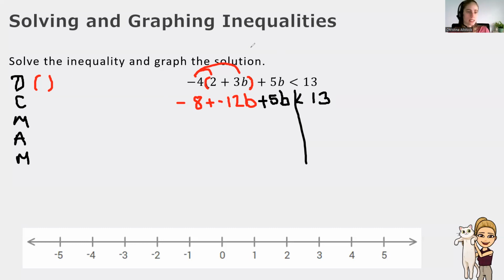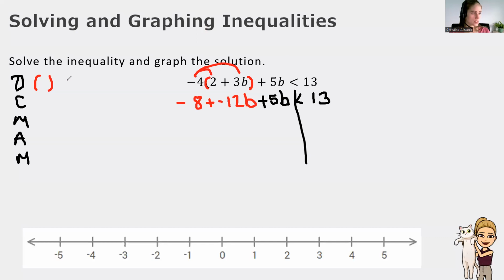Our next step, our C here, stands for combining like terms. And when we're looking to see if we need to combine like terms, we're focusing on either side of the inequality. So that's where that line there can help you. So if I look at the left, I'm looking to see, do I have any like terms? And I do. I have a -12b and a 5b. They're like terms because they both have the same variable. So I'm going to go ahead and combine those.